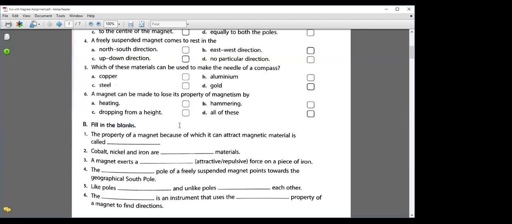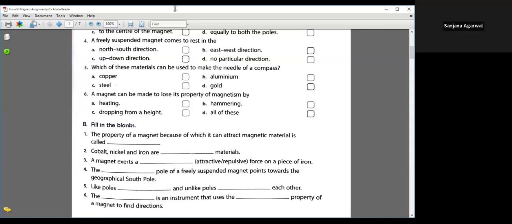Now do one thing. For the fill in the blanks, write the answers in the chat. Put the number and write the first answer. Don't write without the sentence number. For the first one only, write it down. I have not received your answers in chat.